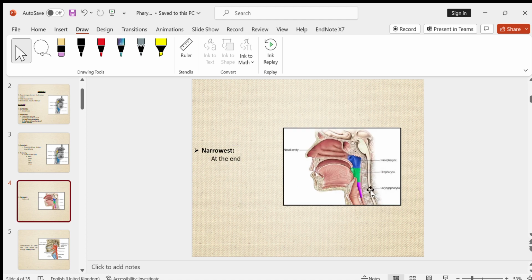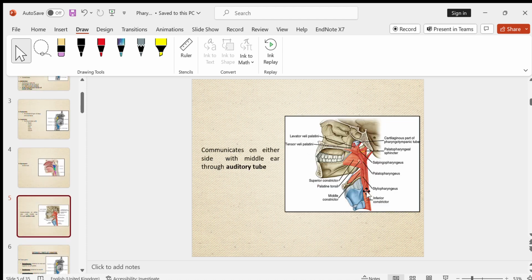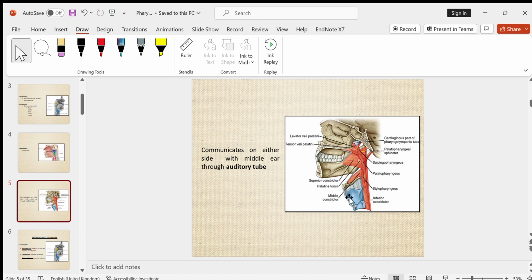The narrowest part of the pharynx is the laryngopharynx. This lowermost part, the end of the pharynx, is the narrowest part. Laterally, the pharynx communicates with the auditory tube. So anteriorly we have the nose, oral cavity and larynx. Posteriorly we have the prevertebral fascia and laterally we have the openings of the auditory tubes.